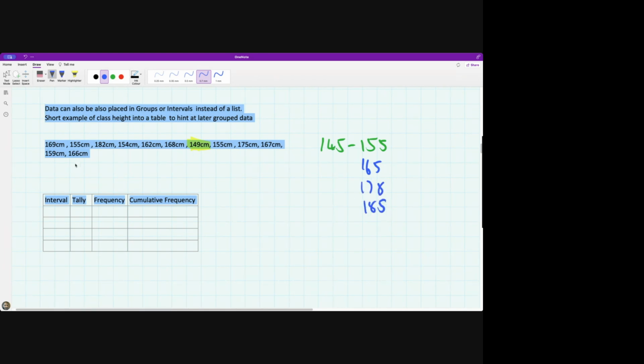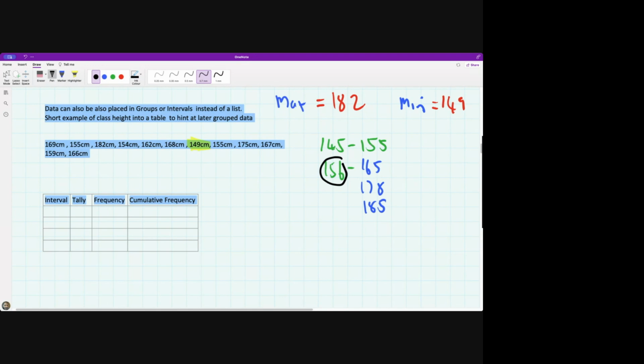What's the biggest number? In stats, the maximum value and the minimum value are often important. And in this data set, the biggest value is 182. The smallest value is 149. And I'm using that to help me set my table up. So if I make this 150, in fact, this is going to be 156. Why? Who can tell me? This is another good question. Why have I made this 156 and not 155?